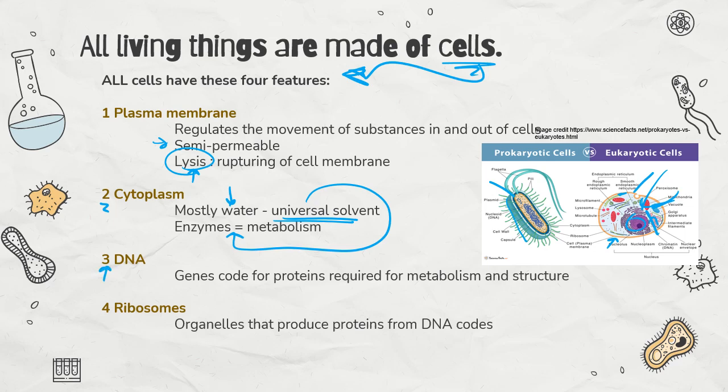All cells have some DNA. DNA carries genes, and those genes code for proteins. We use those proteins to carry out metabolic processes and other life processes. It also helps us build the structures of our cells.